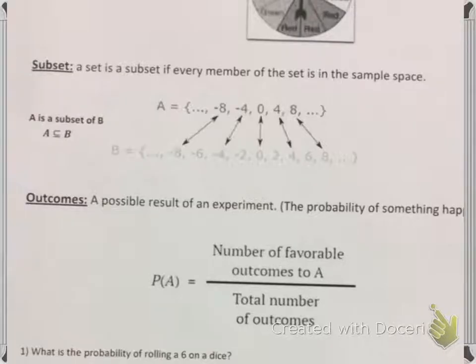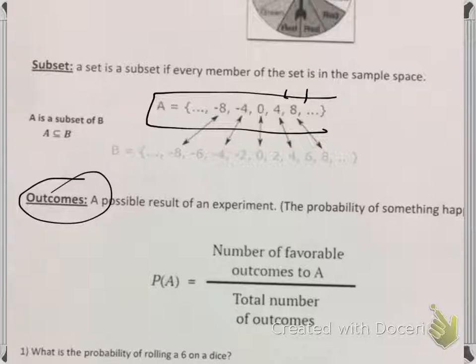So a subset is a set that's in the sample space. So if we have a set that is negative numbers and positive numbers that are multiples of 4 here, then we could pick numbers out of that group to be in our subset of that sample space. And then our outcome would be the actual probability of something happening.